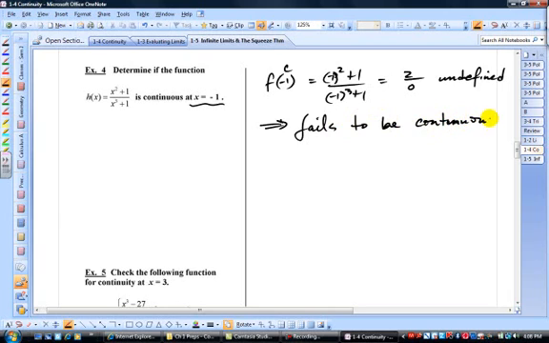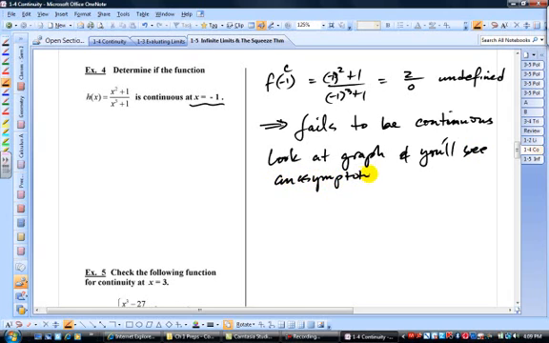There's an asymptote. If you look at the graph, you'll see an asymptote at x equals -1, and that's why the function is not continuous there. Okay?